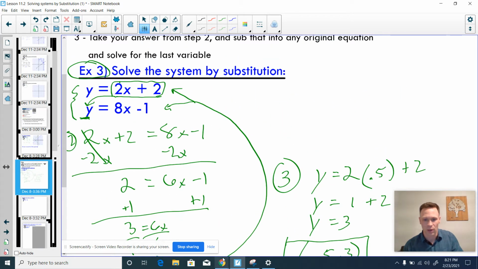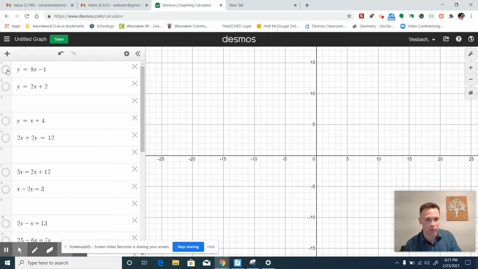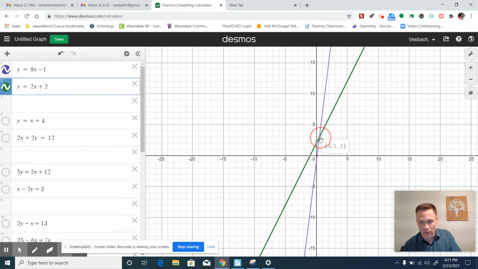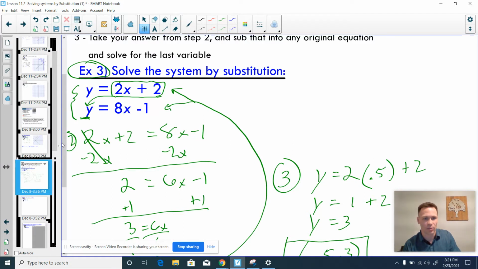And so one thing I always want to do is go back to the graph here. So I have actually all of these problems graphed. And so if we look at the answer here for the system, those lines intersect at (0.5, 3). Same lines graphed right there. Okay? So that is our first example with substitution.